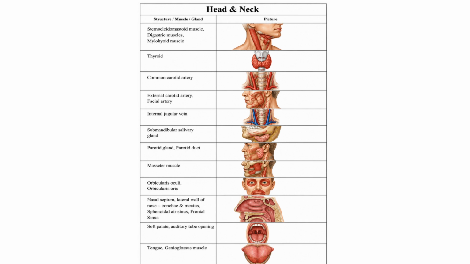Now coming to head and neck, sternocleidomastoid divides the neck into anterior and posterior triangles. Torticollis occurs if it is shorter. The origin of sternocleidomastoid is the sternum and clavicle, and it is inserted into the mastoid process.